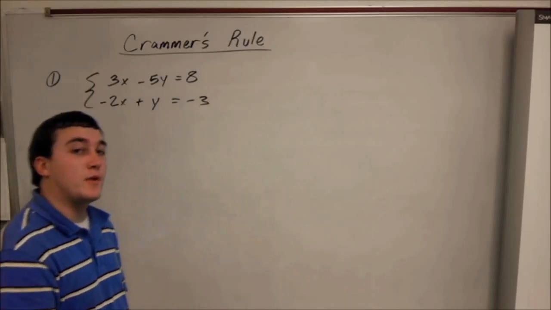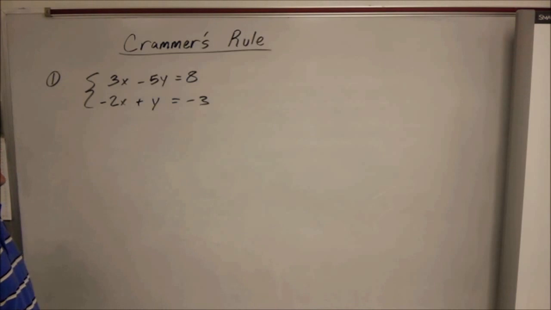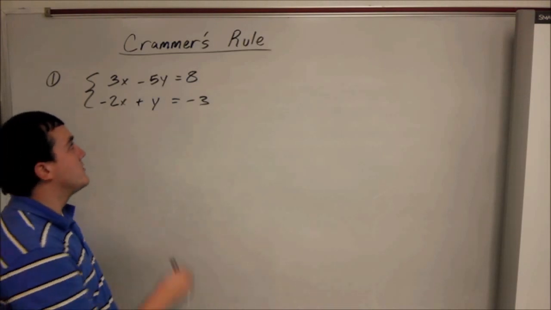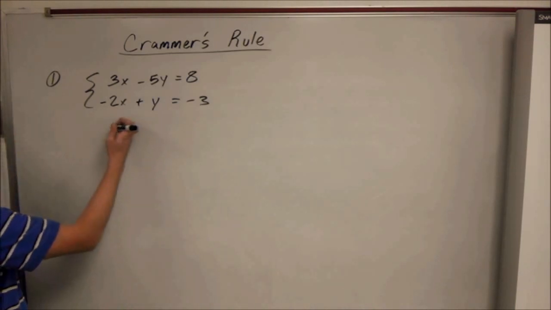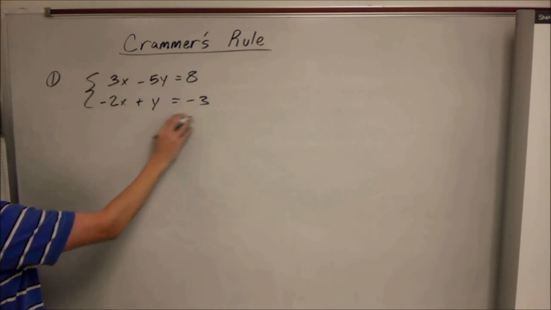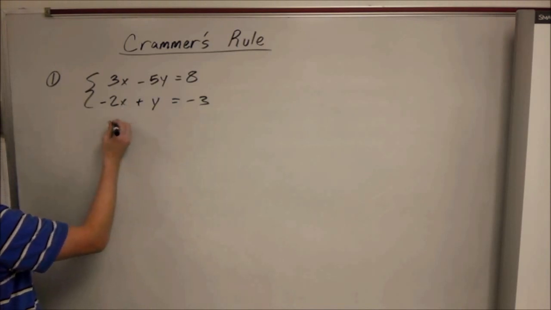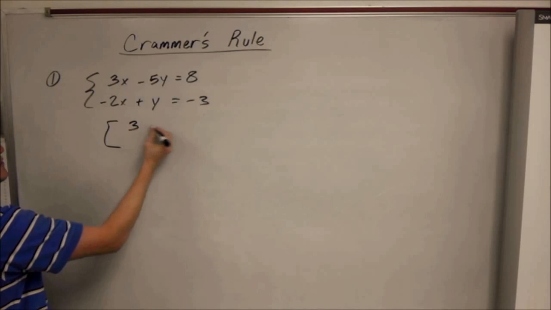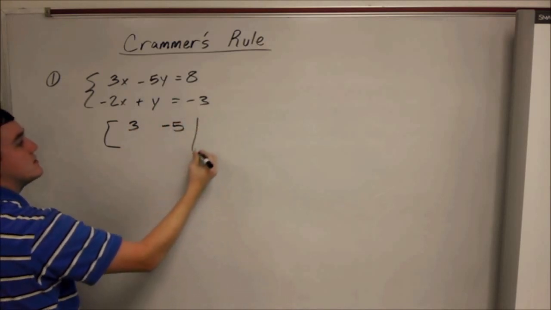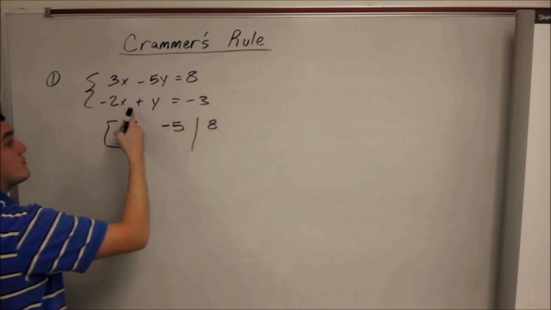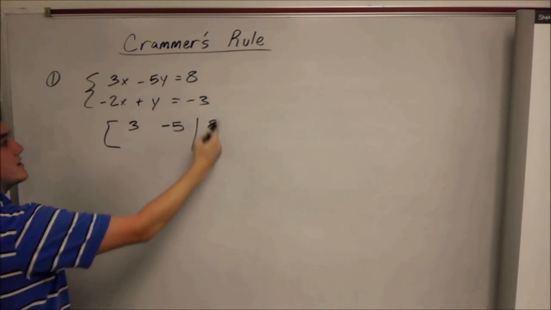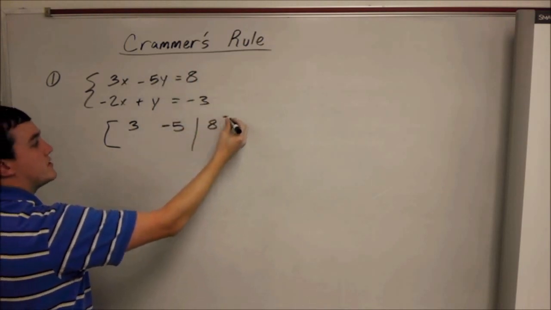Hello, today I'll be talking about Cramer's rule, which is a way of using matrices to solve systems of equations like this one. So the first thing we have to do is get this to look like a matrix. So just copying the coefficients, 3, negative 5, you should have a column for the x's, a column for the y's, and then a column for whatever's after the equal sign, or your constants.